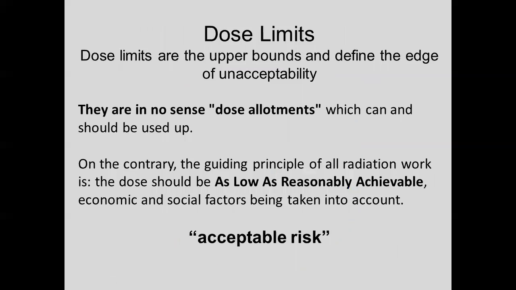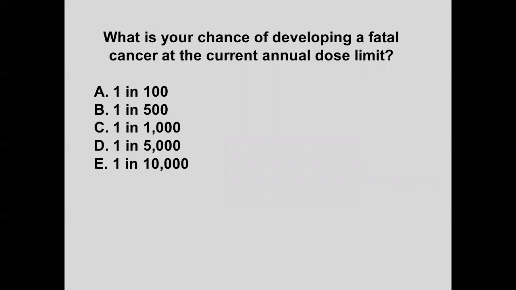So one thing to know about dose limits, they are not dose allotments. That doesn't mean you're allowed to get it. You should try to keep it as low as possible. And once again, you have to determine what is your level of acceptable risk. So now the question. There is a dose limit out there. I'm not going to tell you what it is. What do you think your chance of developing a fatal cancer is at the dose limit that is set by the United States government?